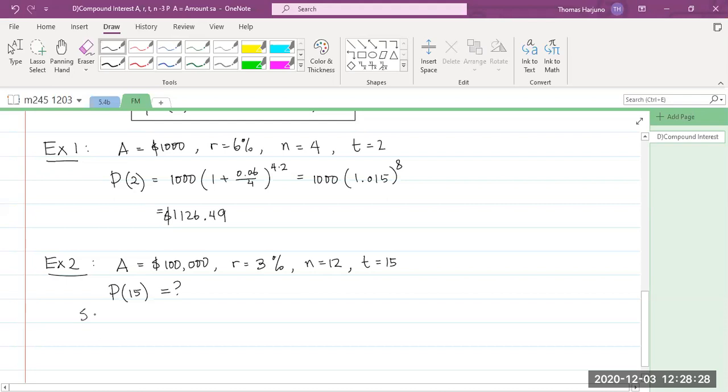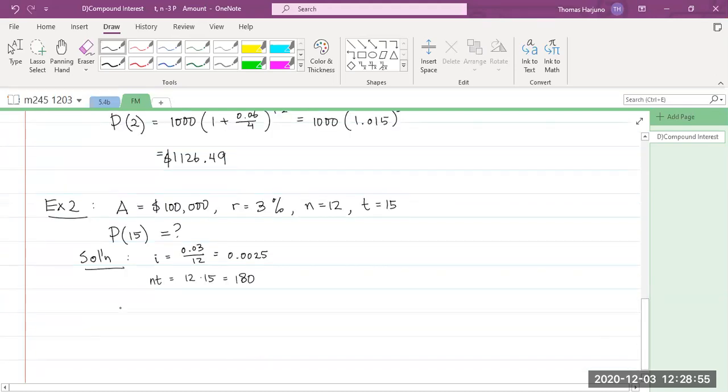Okay, so solution. Let me compute the periodical interest first. That's 0.03 over 12. That's 0.0025. And the number of periods will be n times t, 12 times 15, 6 times 30, 180. So the amount of money my son has 15 years from now by depositing $100,000 right now will be 1 plus 0.0025. It seems to be a small number, huh? But you take it to the power of 180.